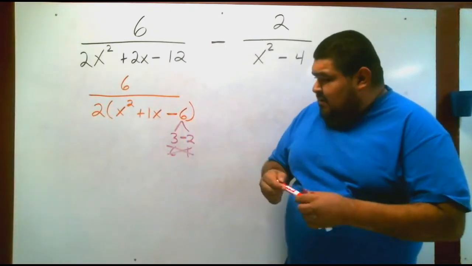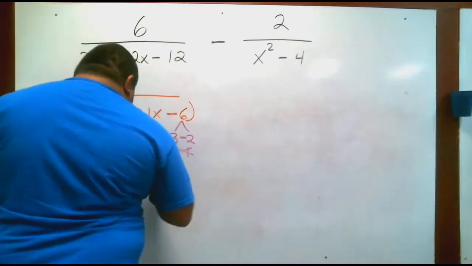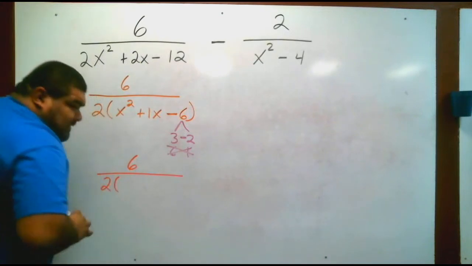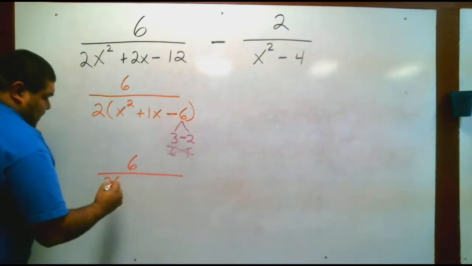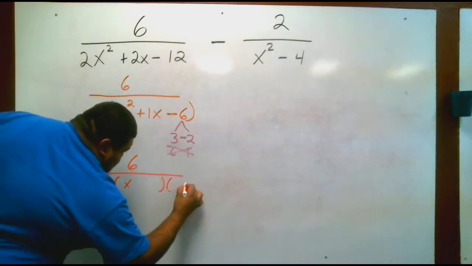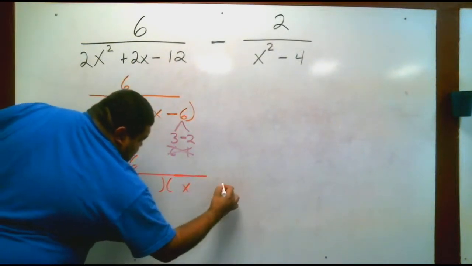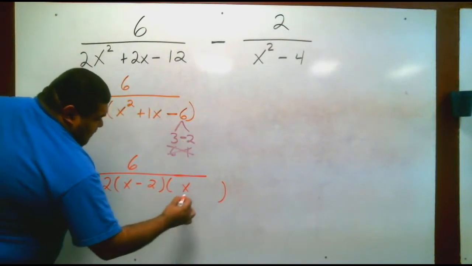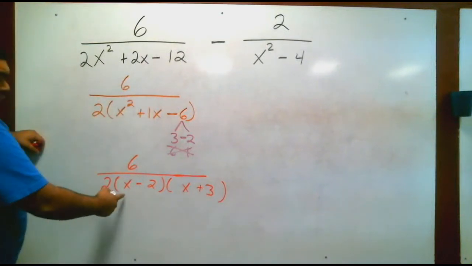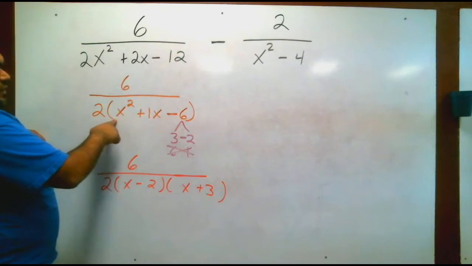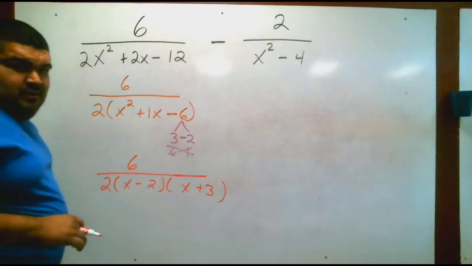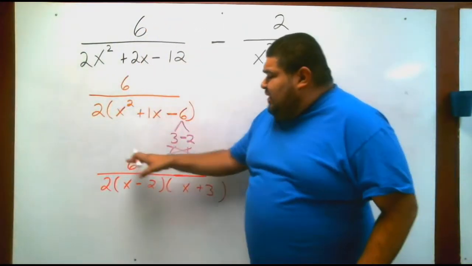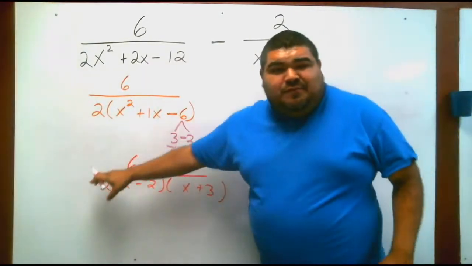So we're going to rewrite it. We're going to have 6 over 2 parentheses. Now we have two sets of numbers. We have x in one set, x in the other, okay? We have a 3 and a negative 2. We're going to put x minus 2 because it's smaller, and then x plus 3. If you FOIL x minus 2 and x plus 3, you go back to x squared plus 1x minus 6. Okay? But the whole point is we're trying to break it down as much as we can. So this is as far as we can get with this. We broke it down to its prime form.